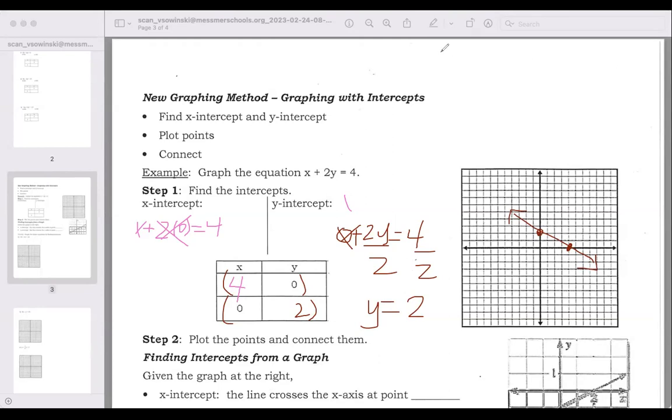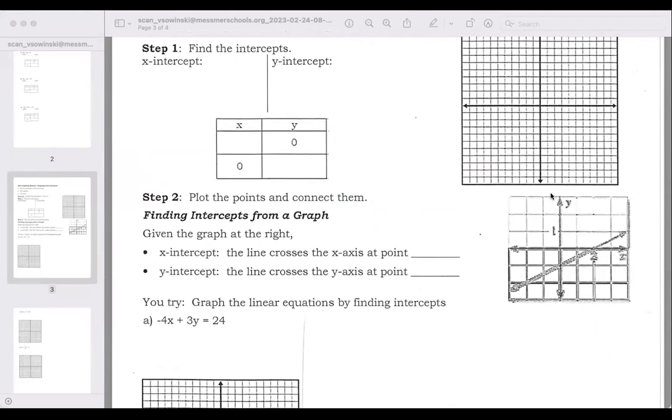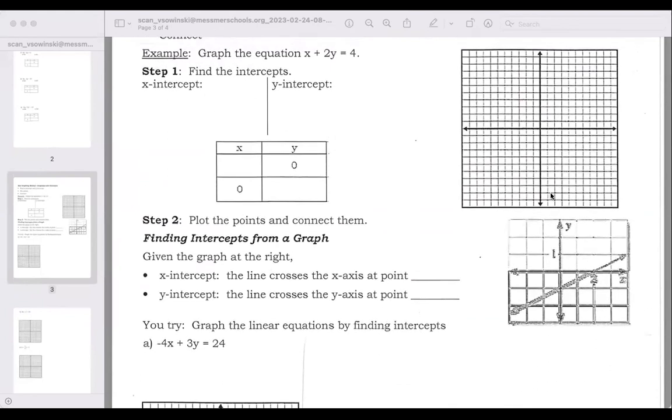All right, now last thing we're going to do, and the rest of it you will again do for homework. Just in case they ask you this, it says plot the points and connect them, finding intercepts from a graph. So in case they give you a picture, to find the x-intercept, remember the x-intercept is where it crosses the x-axis. So here's your x-axis right here. The line is crossing right there. That is at 2, 0.